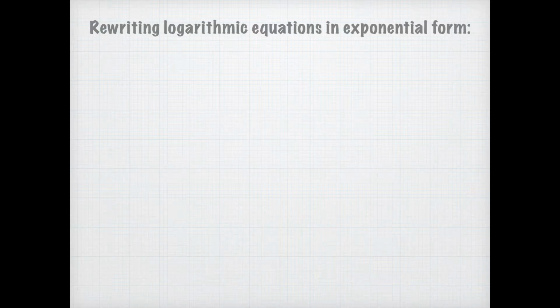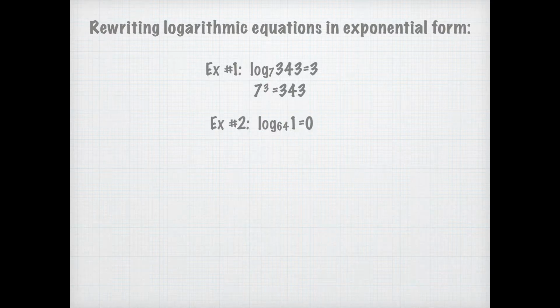So to begin with, if we are asked to rewrite a logarithmic equation in exponential form, for example, if we're given this logarithm, remember for a logarithm it would be, in this case, 7 raised to the third equals 343. So it's kind of like a circle. It's the base 7 raised to the third equals 343. So that's how we would rewrite it. For the second example, it would be 64 raised to the 0 equals 1.